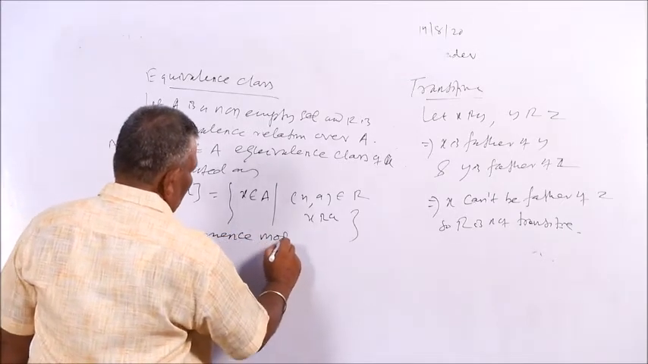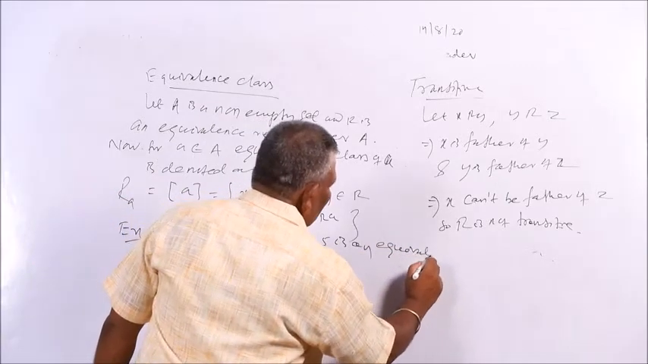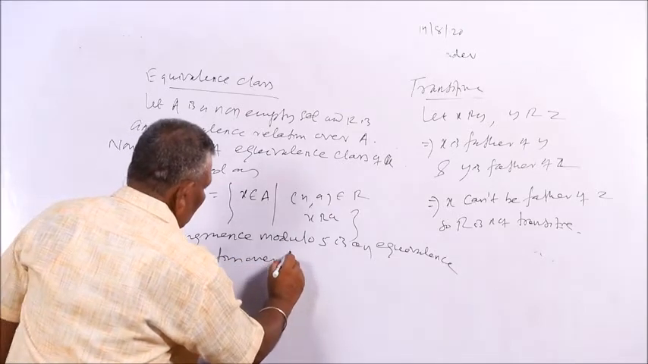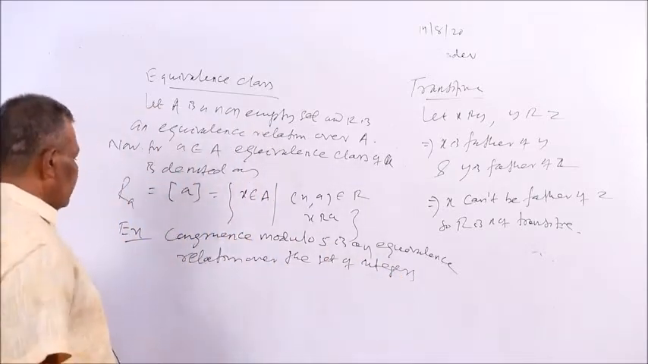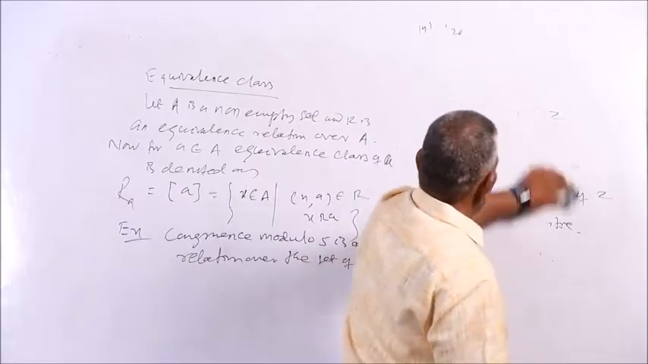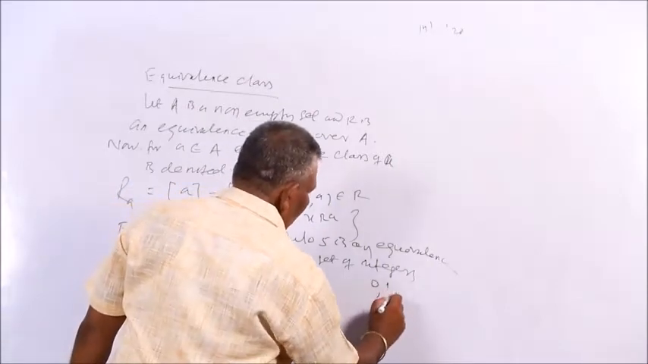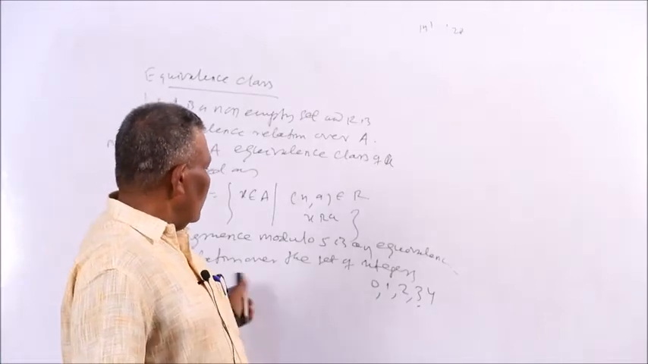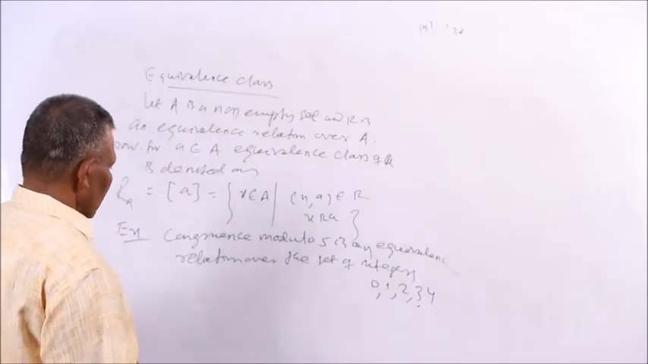Congruence modulo 5 is an equivalence relation over the set of integers. If we divide a number by 5, then the possible remainders are 0, 1, 2, 3 and 4. So they are the members of all the possible equivalence classes over the congruence modulo 5 relation.